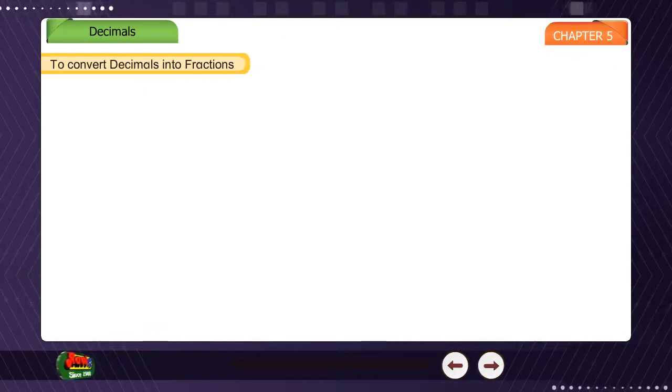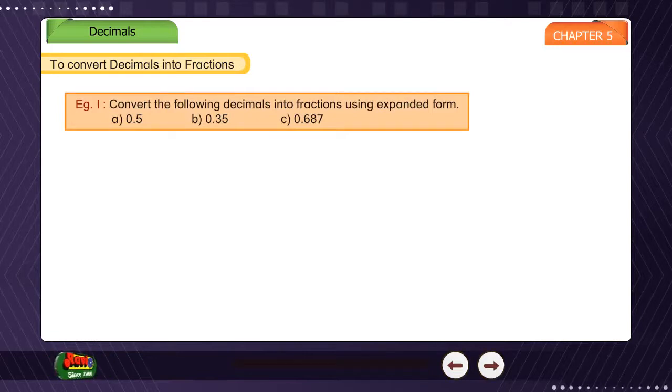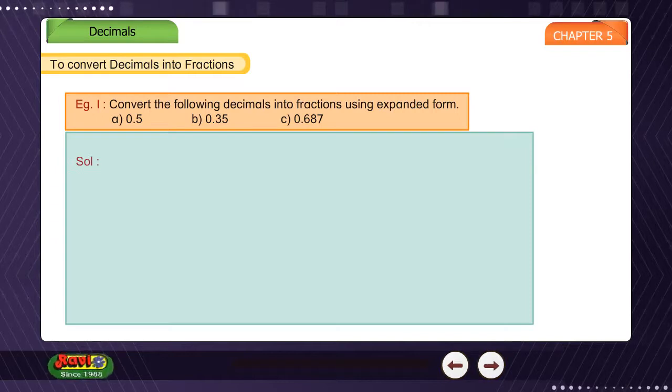To convert decimals into fractions. Example 1. Convert the following decimals into fractions using expanded form. A. 0.5, B. 0.35, C. 0.687. Solution. A. 0.5 is equal to 5 into 1 by 10, which is equal to 5 by 10, which is equal to 1 by 2.